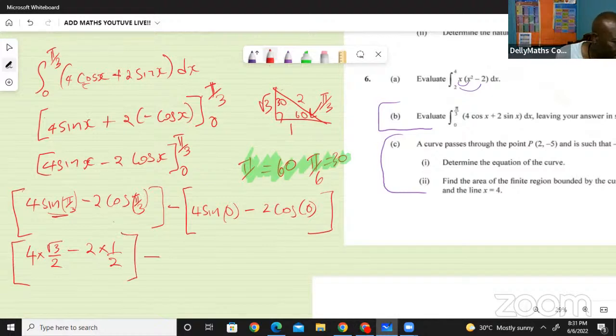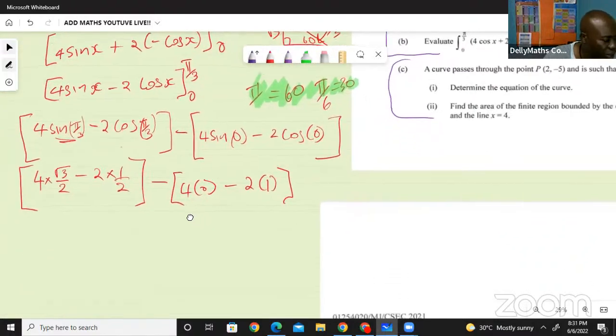For the last piece of action, remember now, 4 sine of 0. Sine of 0 is 0. So it's like you have 4 times 0, minus 2 cos of 0. Cos of 0 is not 0. Cos of 0 is 1, right? Cos of 0 will give you 1. So you'll have a 1 there. So be careful. Don't think everything is a 0 around there. That's a negative 2 we're dealing with.